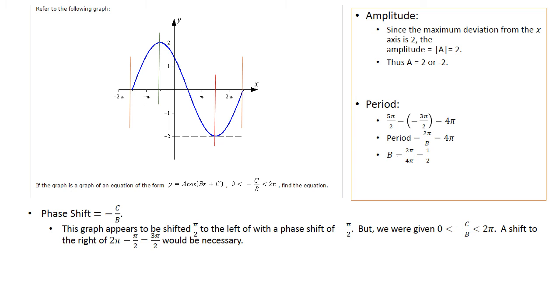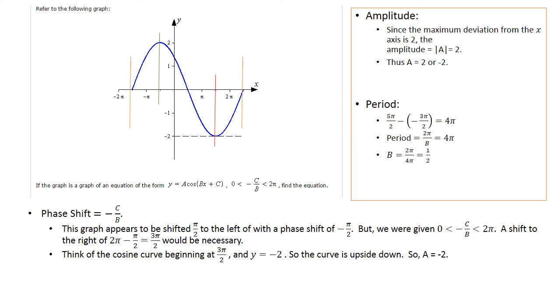All right, using this fact, we now know that in the basic cosine curve, it would have started at 3 pi over 2 instead of 0, and at 3 pi over 2, the y value is negative 2 instead of a positive 2. So the curve is upside down. So a has to be negative 2. All right, so now we've got a and b.